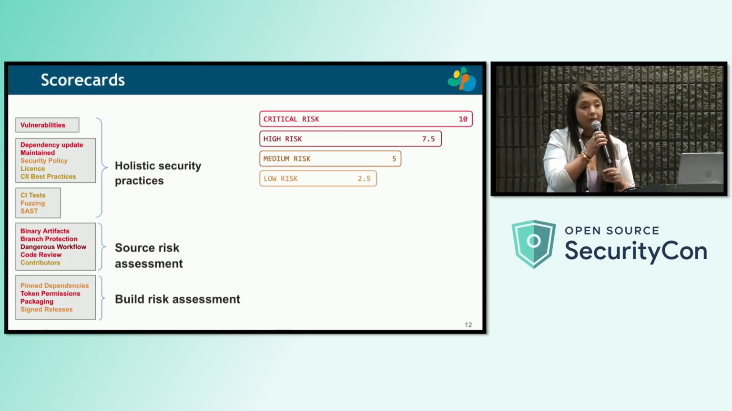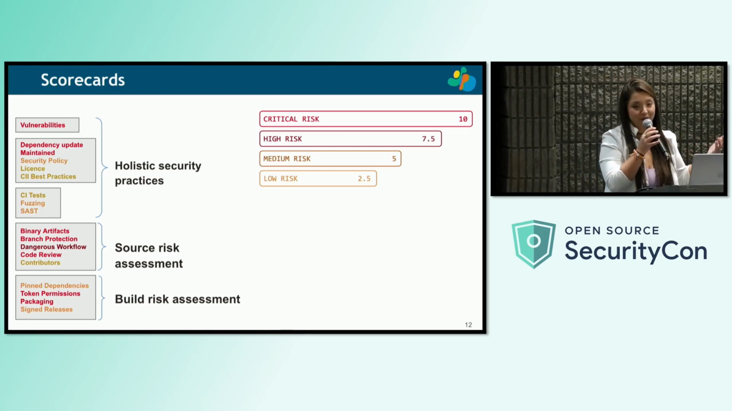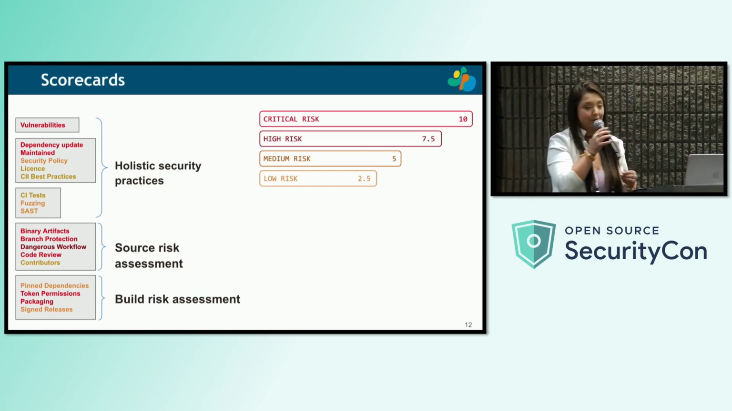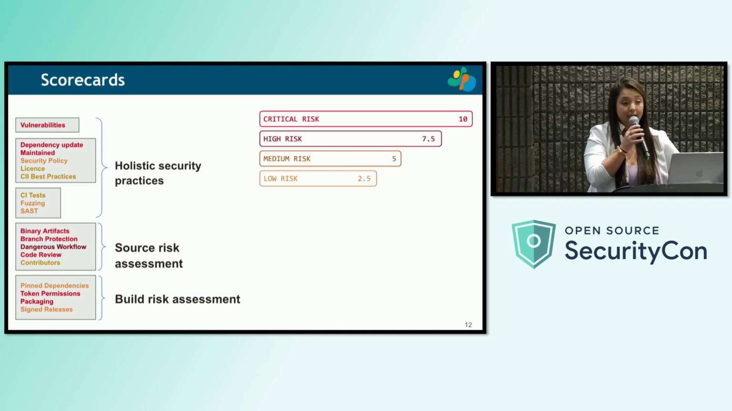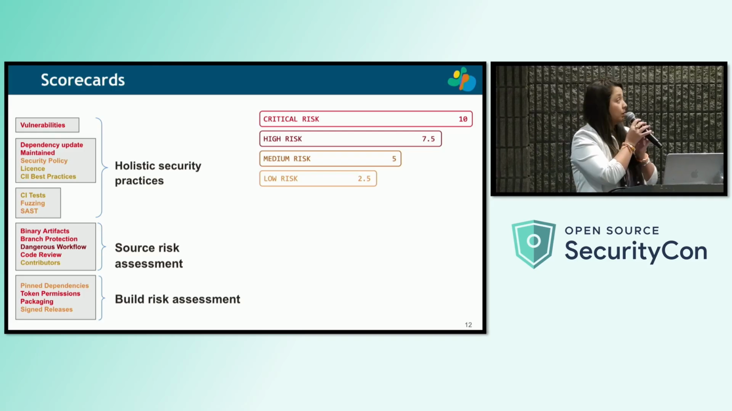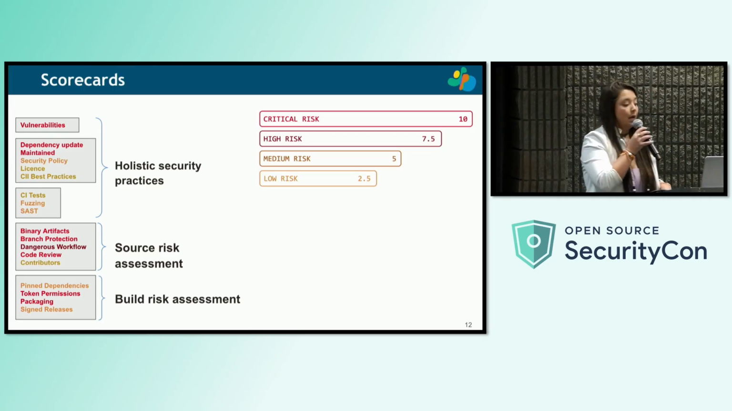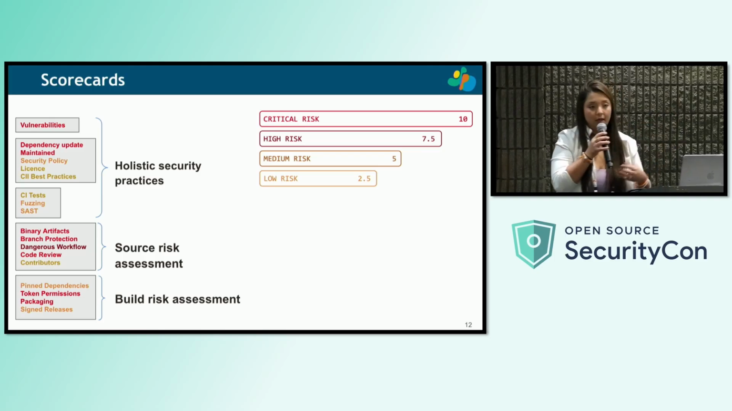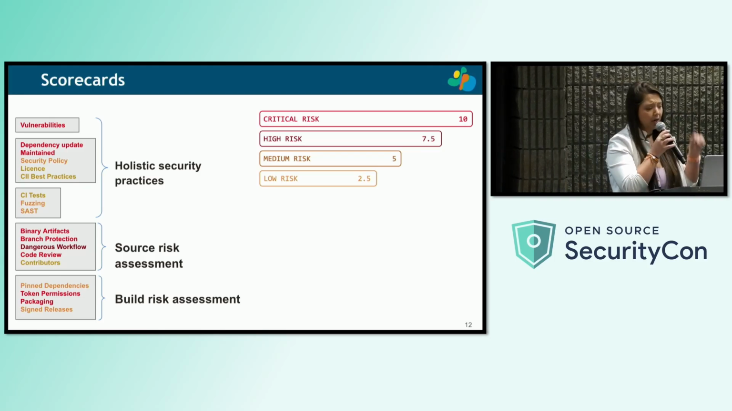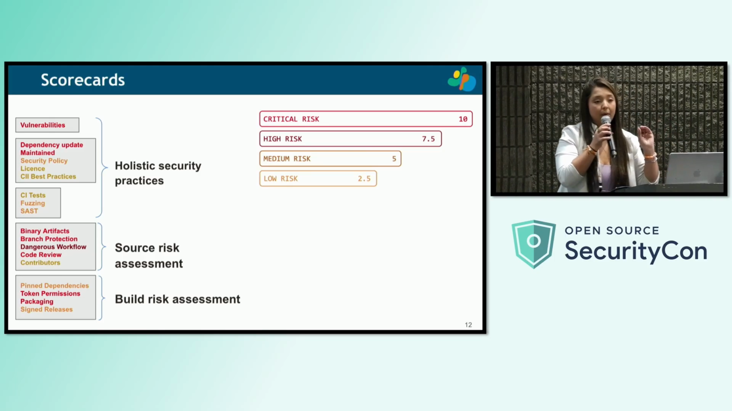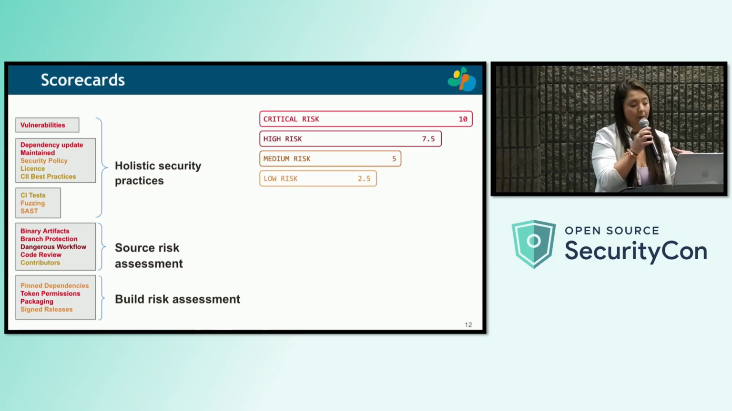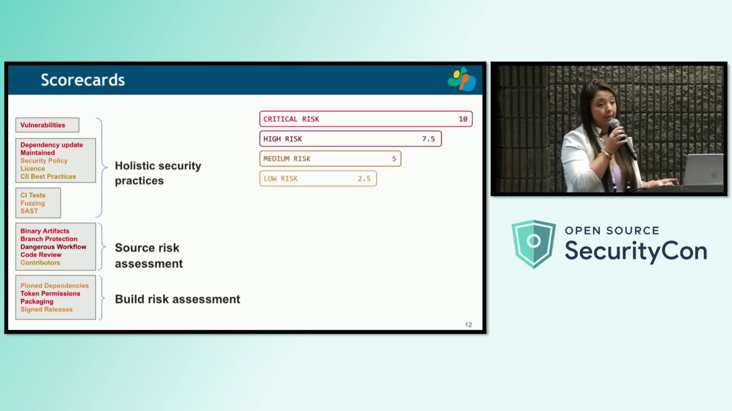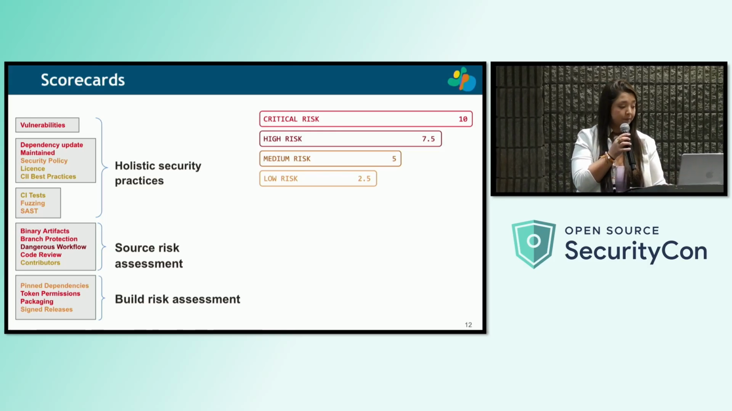So now, of course, I use Scorecards to measure the security of the projects, because this is an amazing tool that the OpenSSF is also working on. If you're not familiar with it, it runs a bunch of metrics on your repository, and it will give you scores for different metrics, and a weighted sum depending on the risk of each of the metrics. I'm not going to go too deep into each of them, but they measure 3 main things: holistic security practices, source risk assessment, and build risk assessment.